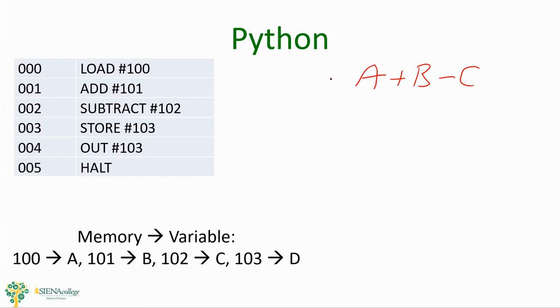Store says we're going to take what's in the register, all of that, and put it into 103, variable D. Out 103 says print D. And then we hold.